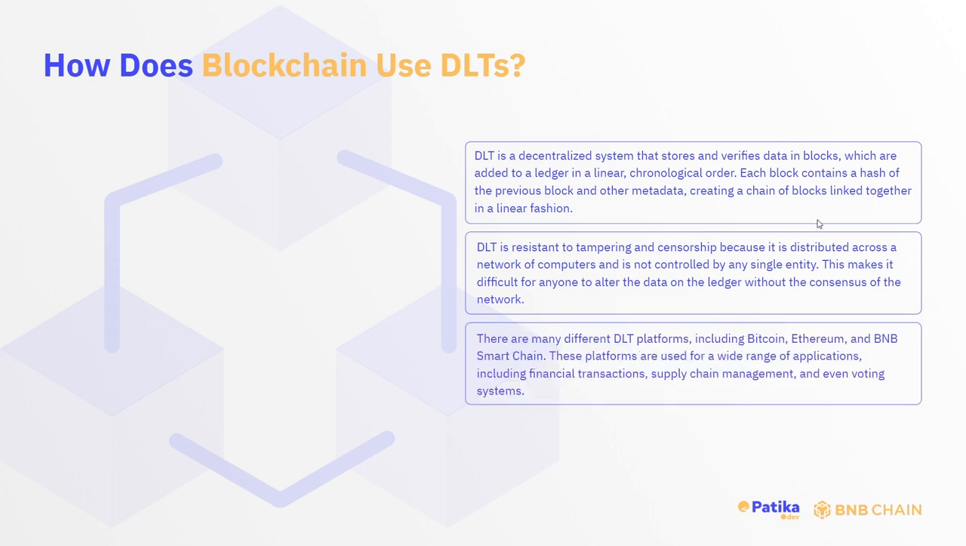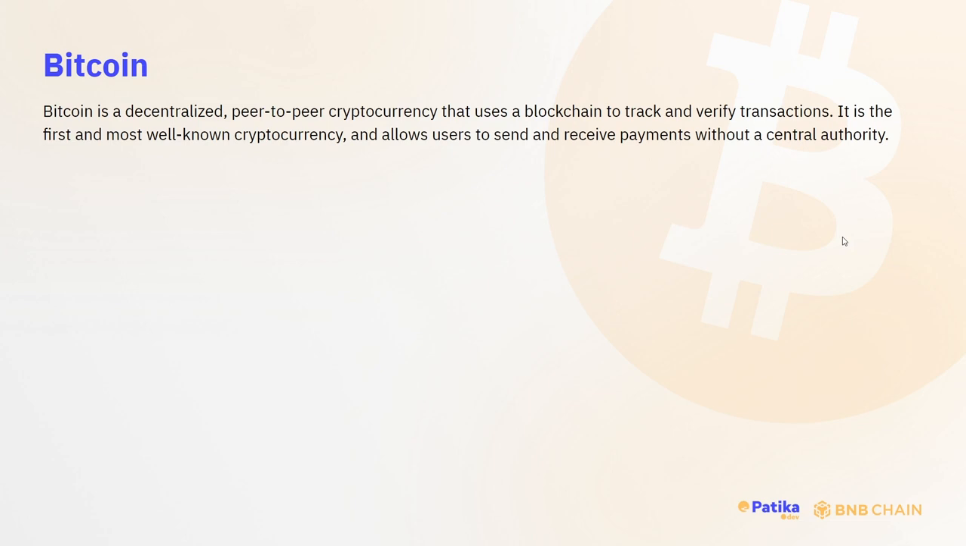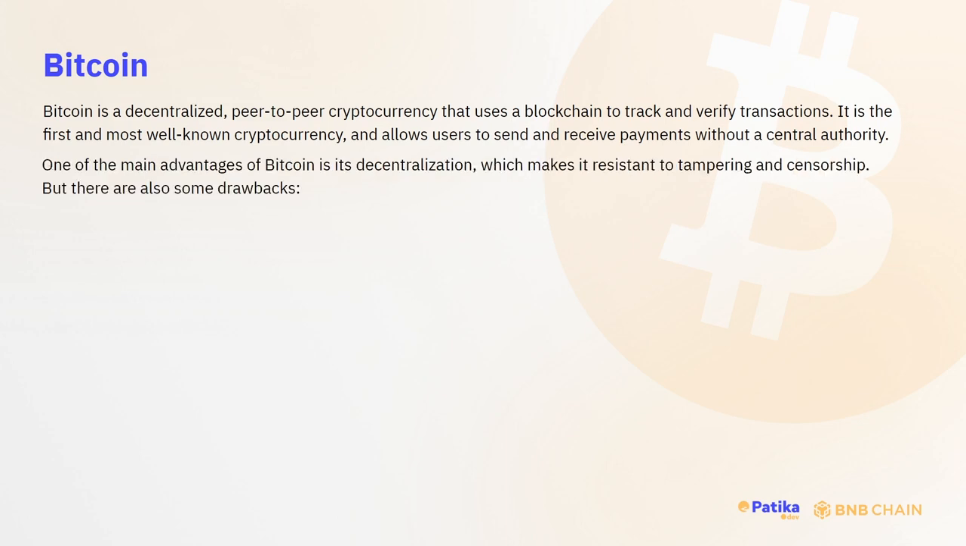There are many different DLT platforms, including Bitcoin, Ethereum, and BNB Smart Chain. These platforms are used for a wide range of applications, including financial transactions, supply chain management, and even voting systems. Bitcoin is a decentralized peer-to-peer cryptocurrency that uses a blockchain to track and verify transactions. It's the first and most well-known cryptocurrency and allows users to send and receive payments without a central authority. One of the main advantages of Bitcoin is its decentralization, which makes it resistant to tampering and censorship.